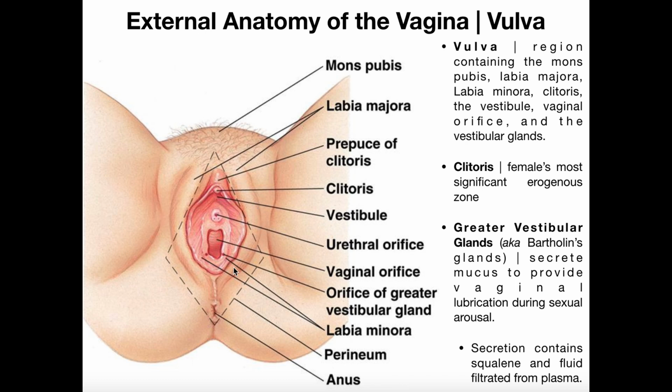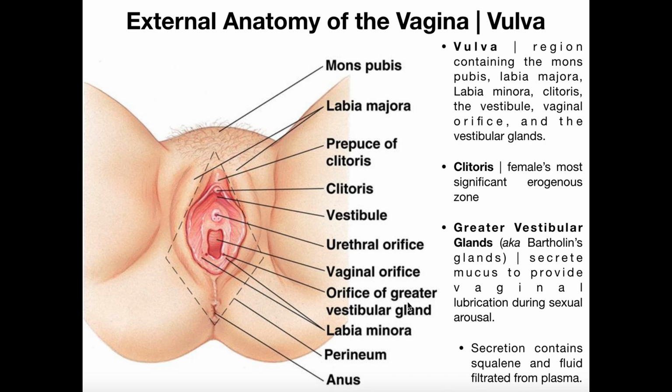Okay? If you go interior to that, this region right here, this is actually going to be the labia minora. This would actually be the right labia minora. Over here would be the left labia minora. And you can tell it has a different color, it has a different texture than the labia majora.